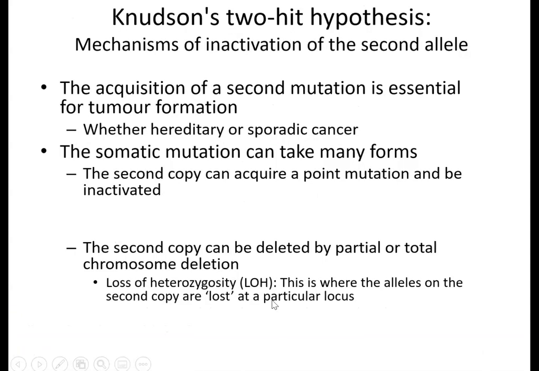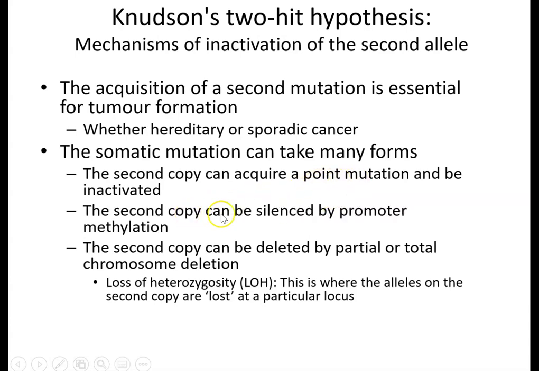So all of these patients who have inherited a defective tumour suppressor gene have undergone Knudson's 2-hit hypothesis. That is, they've inherited one mutant copy of one of those genes and then taken on a somatic mutation in the other copy of that gene. And that somatic mutation can be one of many different forms. It could be a point mutation, it could be silencing of the promoter of that gene, it could be that the entire gene has been deleted by either partial or total chromosomal deletion.